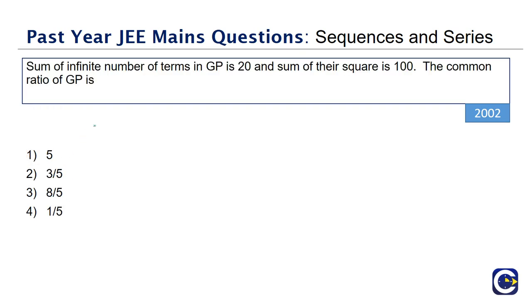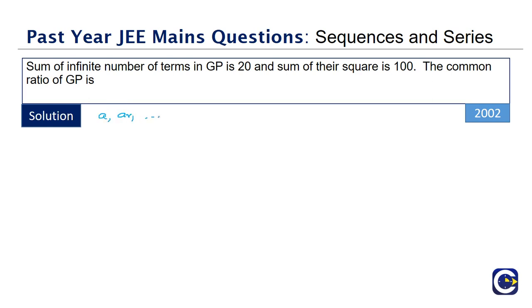Next, moving on to the next question. Sum of the infinite numbers of a GP is 20 and sum of their squares is 100. The common ratio of the GP is. Options are 5, 3 by 5, 8 by 5 and 1 by 5. So sum of the infinite terms of a GP: A, AR and so on to infinity. Sum of infinite terms of a GP is A by 1 minus R. Here the first term is A, the ratio is R.